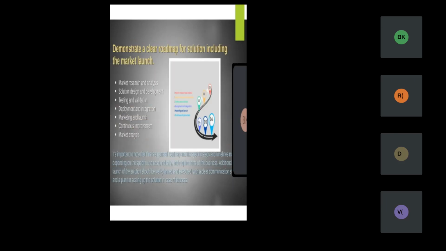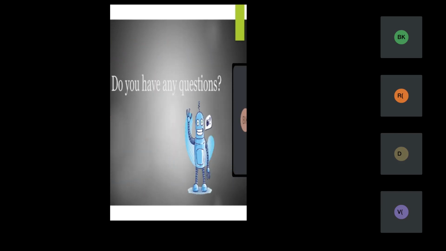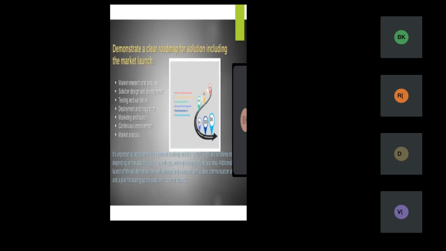Demonstrate a clear roadmap for your solution, including the market launch. First of all, you have to do market research and analysis, solution design, development and testing, and validation. After that, deployment and integration, marketing and launch of the AI chatbot, and continuous improvement.